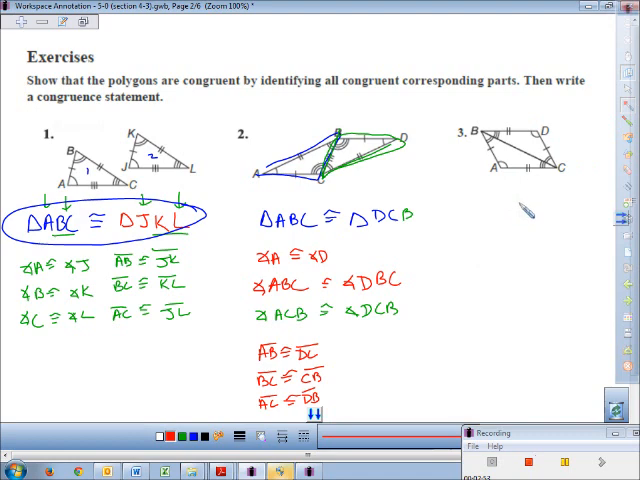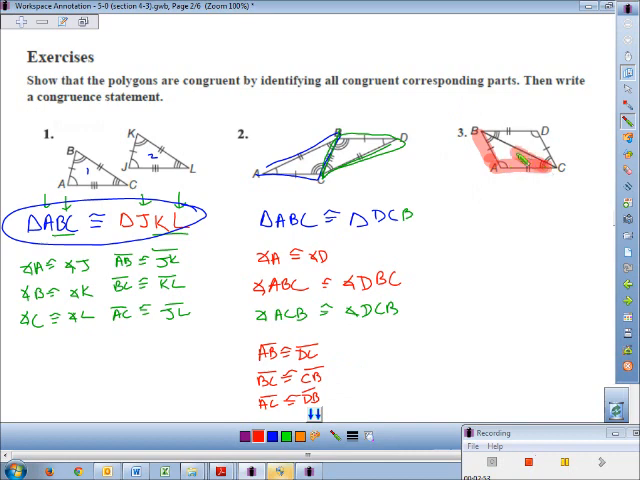Now in number 3, it's kind of goofy because it doesn't look like we have all 6 pairs of angles and sides marked congruent because we got arc mark, double arc mark, triple, triple, right? Angle-wise, we're good to go. But when it comes to the sides, here's a single, there's a double, but I don't have that third side marked. Well, if we focus in on these triangles, we have 2 different triangles here.